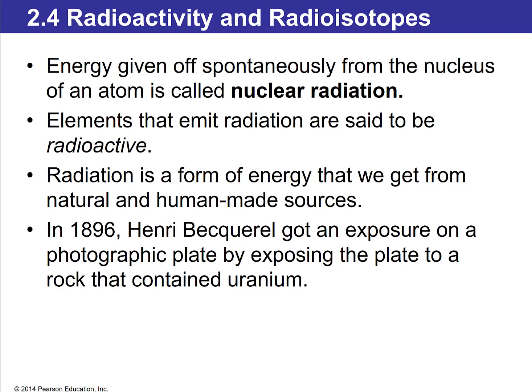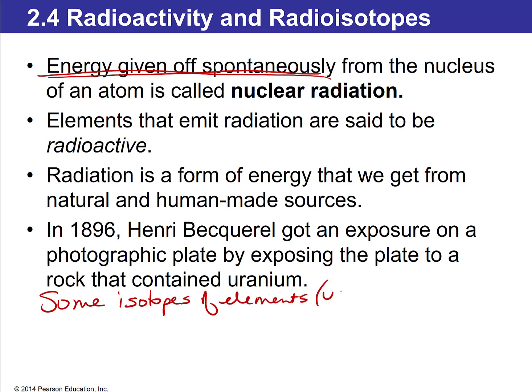So some of these isotopes are not stable, and so they want to actually become stable. In doing that, they break down. It doesn't happen with all, but some isotopes of elements, usually ones with more than normal numbers of neutrons. The more neutrons you have, the more packed in it is in the nucleus. So it's usually those with more neutrons. They can be unstable.